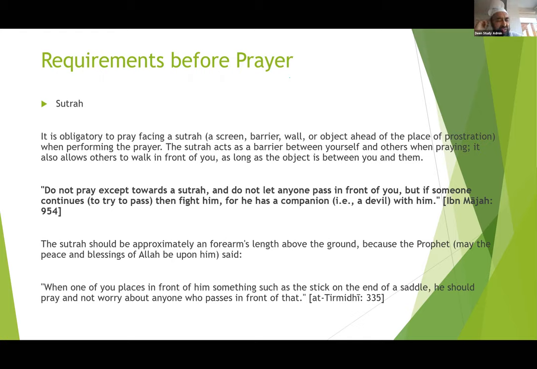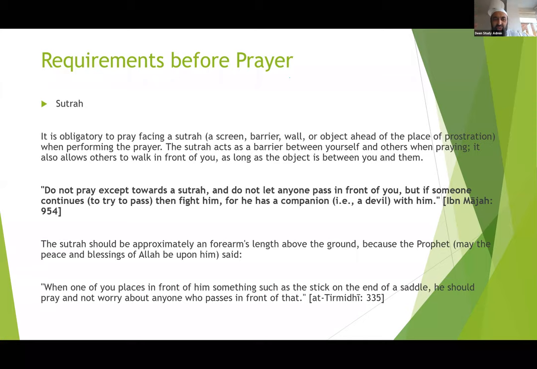If you've got a wall, so you pray right at the front of the mosque, which is good to do because we know that the first row is the row that carries the most rewards, then that wall becomes your sutra in effect. But if you haven't got a wall, you can place something in front of you that acts as that. And then anybody who walks in front of you should not walk in between you and that thing.